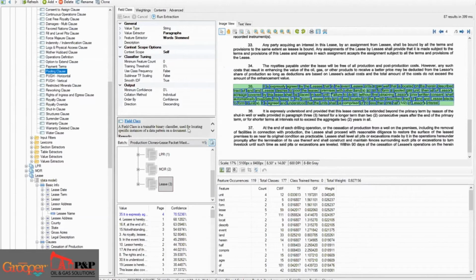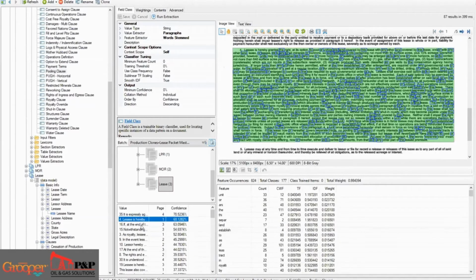And so here we go. Number 35, it's 70% sure that that is related to pooling. This one is 68% sure it's related to pooling. And so you can come up with your cutoff.